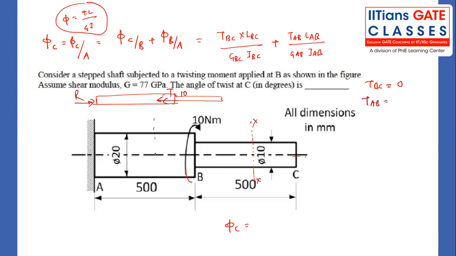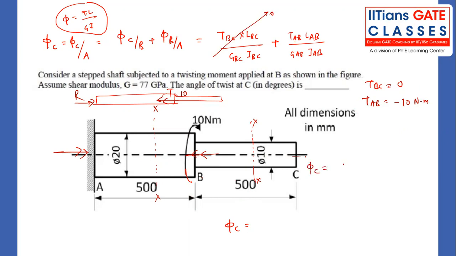Now, what is T_AB? If you take any section, what are you observing? Minus, because it is coming towards the section, and if you rotate your fingers, it is going like this. So what you observe is negative, minus T, that is 10 Newton meter. Put this value, T_BC is 0.